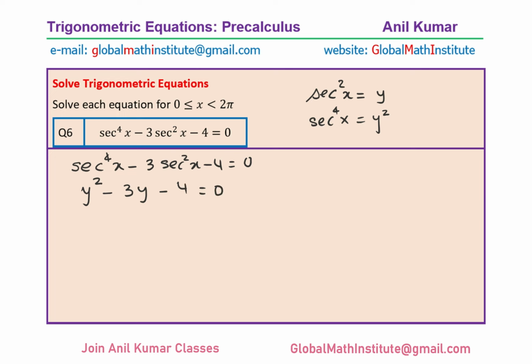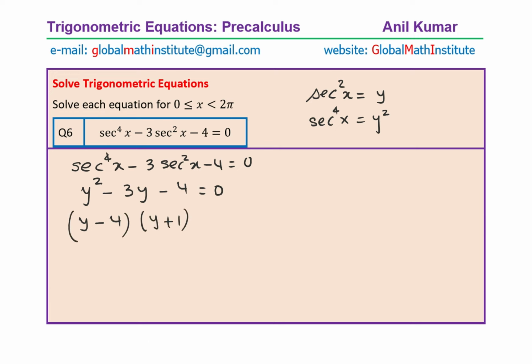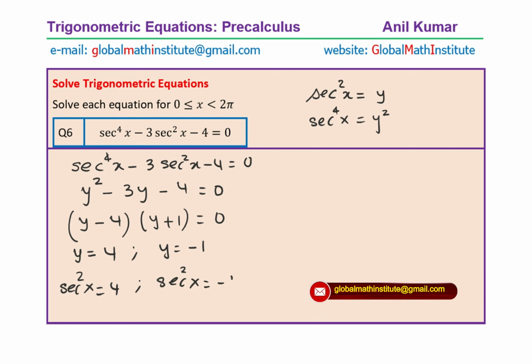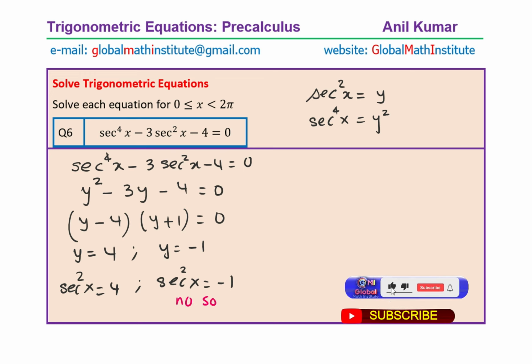Now we can factor this using product and sum. Product being minus 4 and sum being minus 3. So we could factor as y minus 4 times y plus 1 equals to 0. That really means that the solution is y equals to 4 and y equals to minus 1. Since we know what y is, secant square x, we can write here that secant square x equals to 4 and secant square x is equal to minus 1. Well, square cannot be negative, and so no solution for the second part.